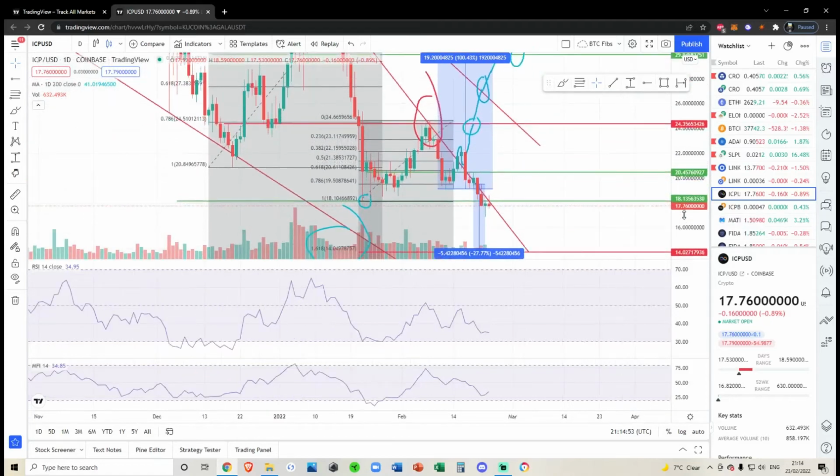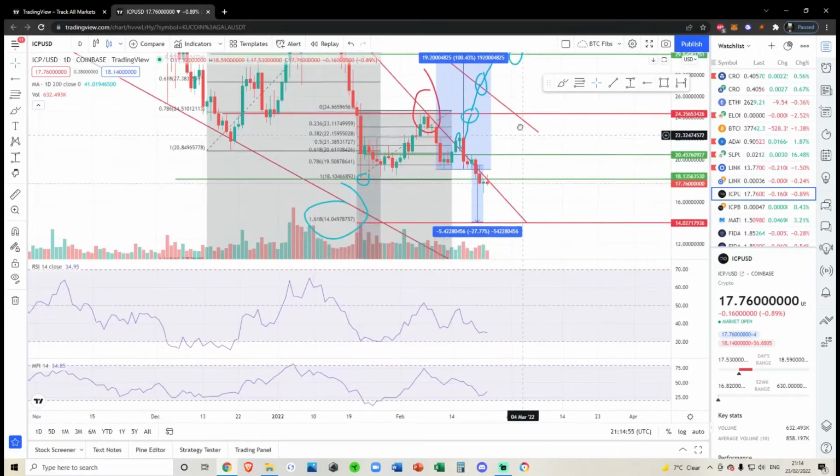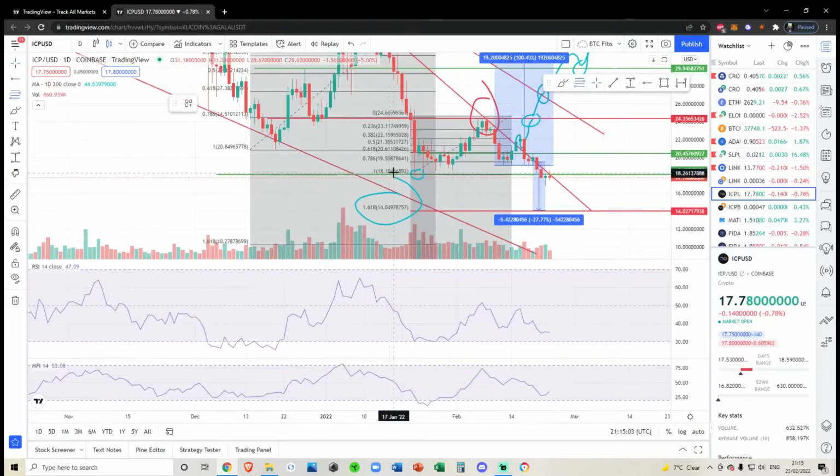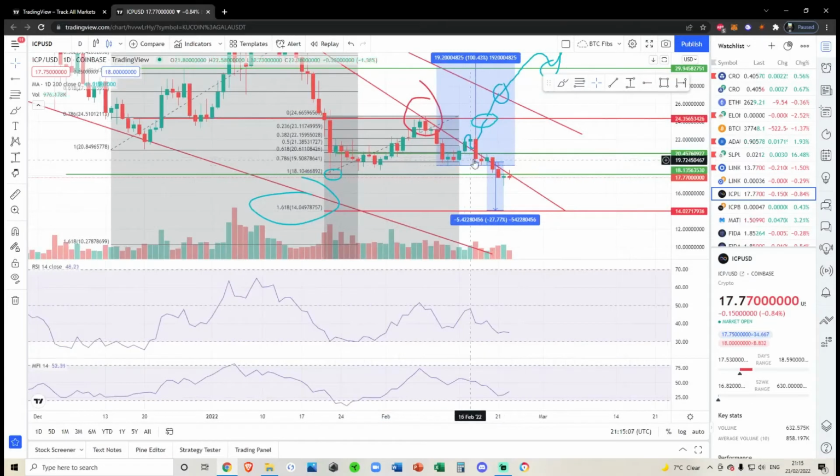Alright, super quick update on ICP, Internet Computer. In the last few videos, we've really been outlining our price target down here at the 1.618. You can see that we get this from the micro fib of this low to this high here. Now, we put this price target basically when we broke below, back tested this red line here and started coming down. So my price target is still all the way down here at 14, basically $14.